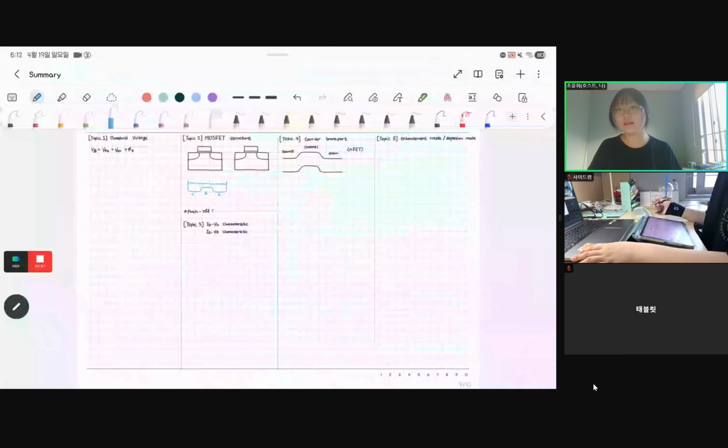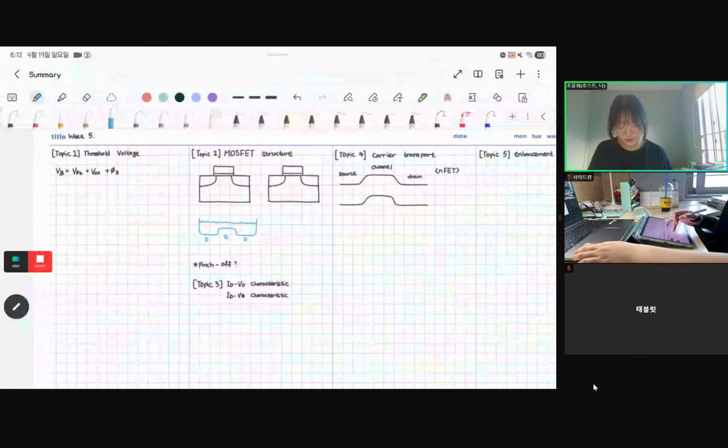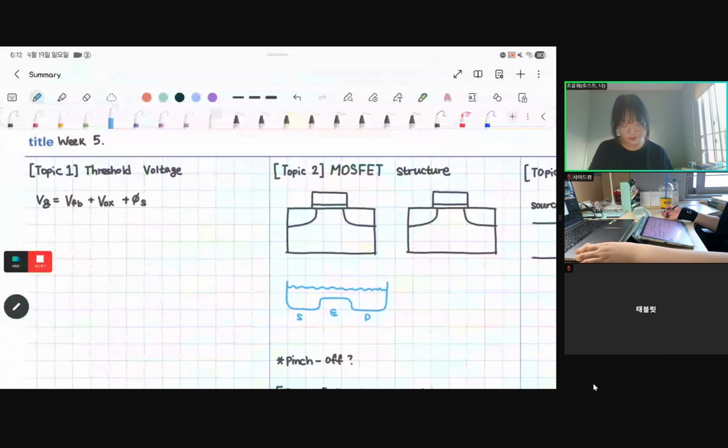Last time we learned about MOSFET and the ID-VD characteristic. So this time we are going to learn about threshold voltage and MOSFET structure.